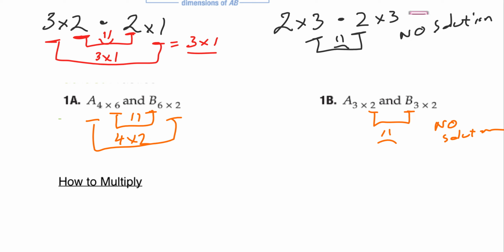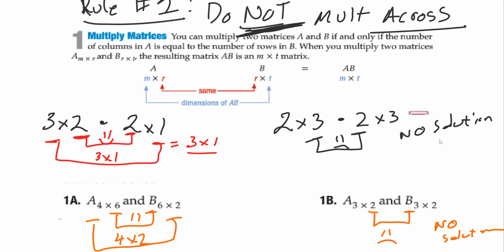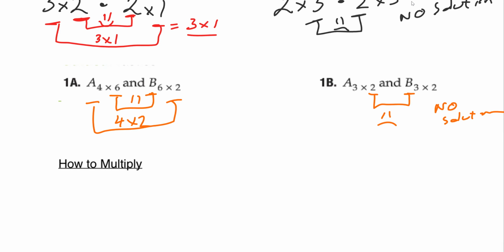This is why you don't just multiply across. If you just multiplied across a 3 by 2 times a 3 by 2, you would get an answer, but you're not supposed to. That's why we do not multiply across. And let's talk about how we do this. So I'm going to show you 2 ways. The first one is the proper way, which is, I have this matrix here.